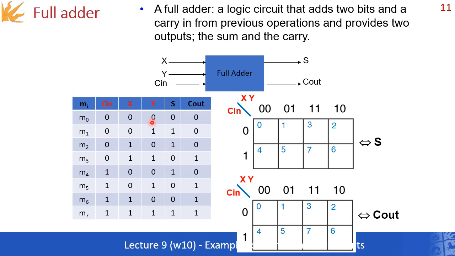Now, we're going to skip the details. You already know how to extract the min terms. So the first min term for S is min term 1 on row number 2. This is the first min term. Then again, this is another min term because the result is 1. That's the next min term, and that's the final min term. We'll do the same thing, of course, for the carry out.